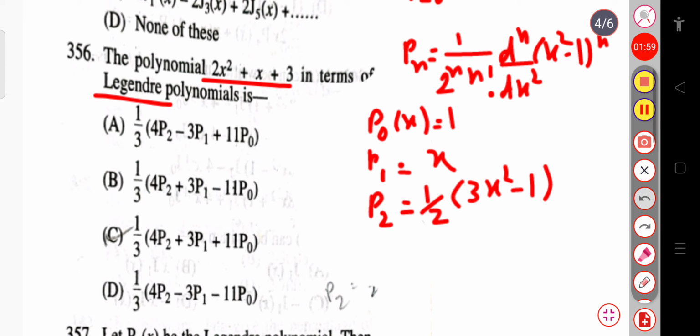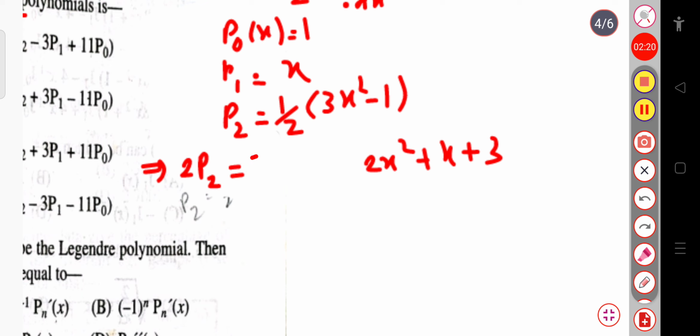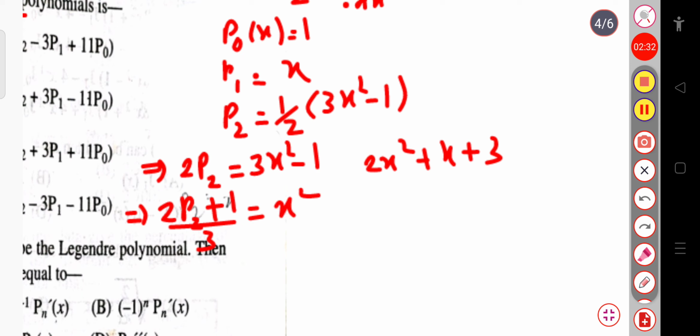So by using all this P0, P1, P2, I will replace the terms of 2x square plus x plus 3. Let us write this 2x square plus x plus 3, as in our question. From the P2 expression I can calculate the x square value. From this expression we can write 2P2 equal to 3x square minus 1, or simply (2P2 plus 1) divided by 3 is equal to x square. So this is the value of x square.